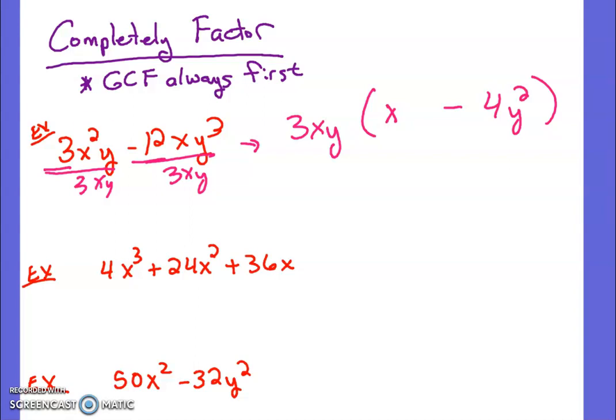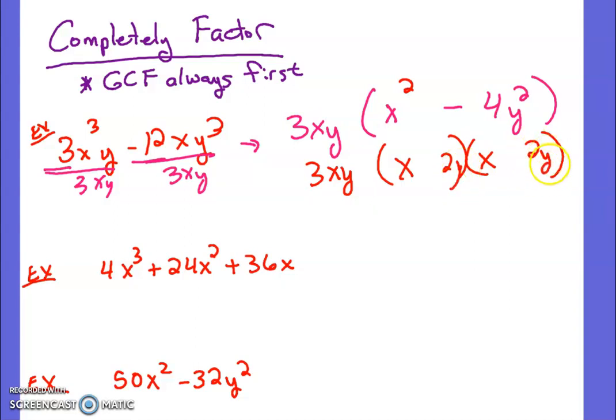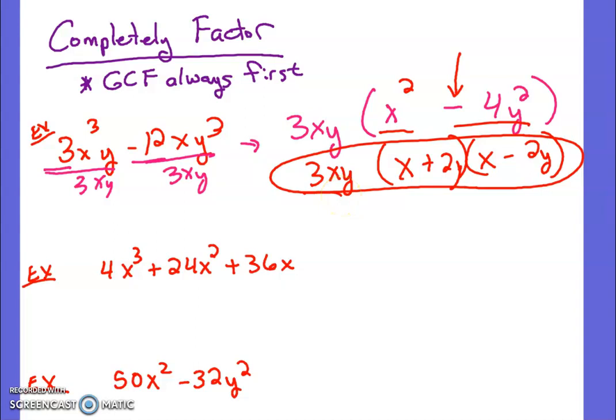I do want to point out something. If this was a cubed, then this would be a square, and then it could be factored out even more. So then this would factor to x, 2y, x, 2y, and again, notice it's a subtraction sign, so one's plus, one's minus, because it's a binomial. It's a perfect binomial with a subtraction sign. So all of this, after you factor out the GCF, all of that is your answer.